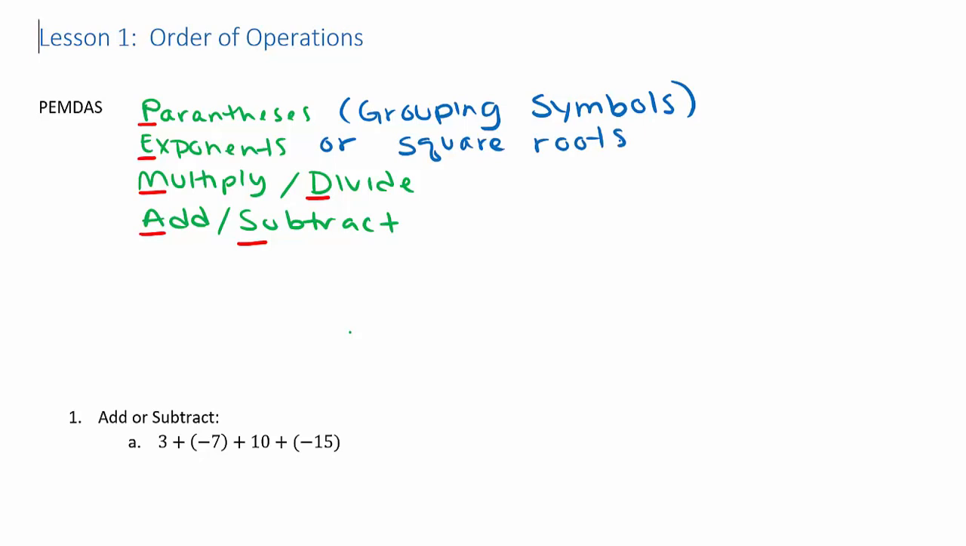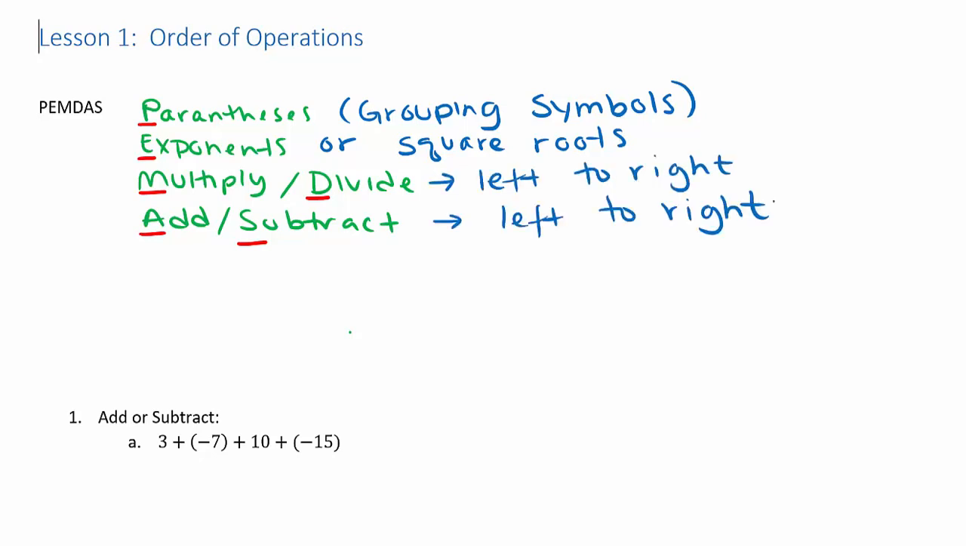Exponents also refers to things like square roots or cube roots. And the multiply divide steps are done at the same time. That's why I wrote them in the same line. We do that from left to right. And the same is true with addition and subtraction. We can do that at the same time from left to right.